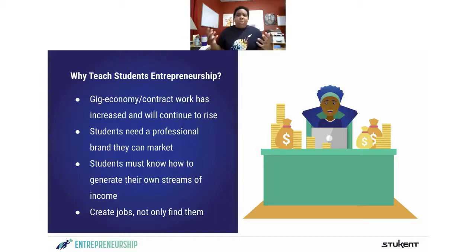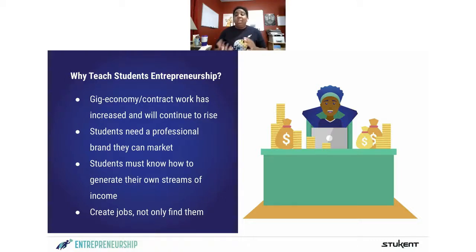So why entrepreneurship? Why are we teaching entrepreneurship? Why is this increasing across the country? For one, the gig economy and contract work is increasing, and it will continue to rise. It's not going away. People are fleeing to entrepreneurship. They are embracing entrepreneurship, not only in addition to their full-time work, but some of them are leaving corporate or their employers to start their businesses.